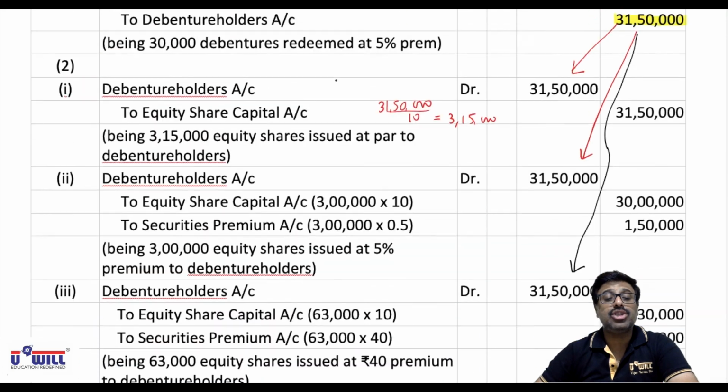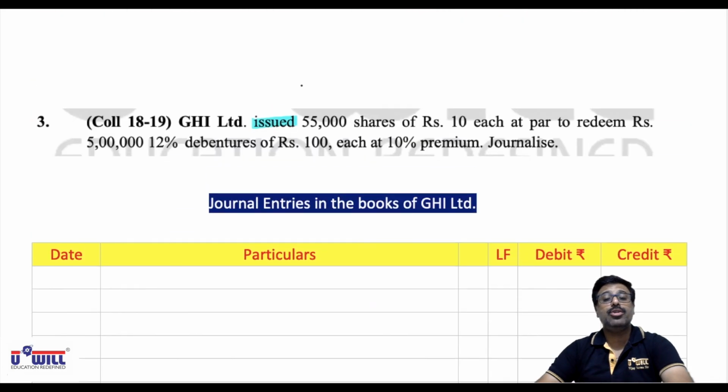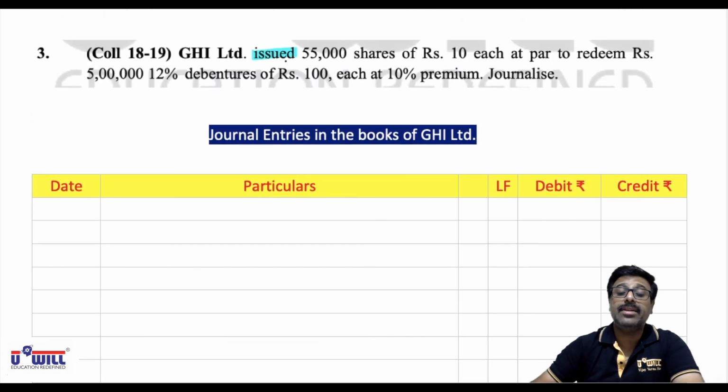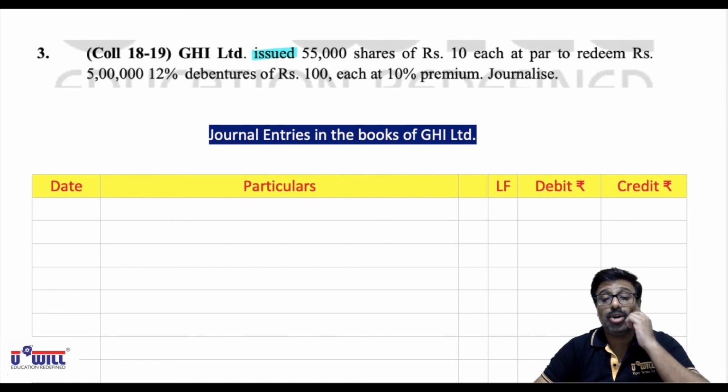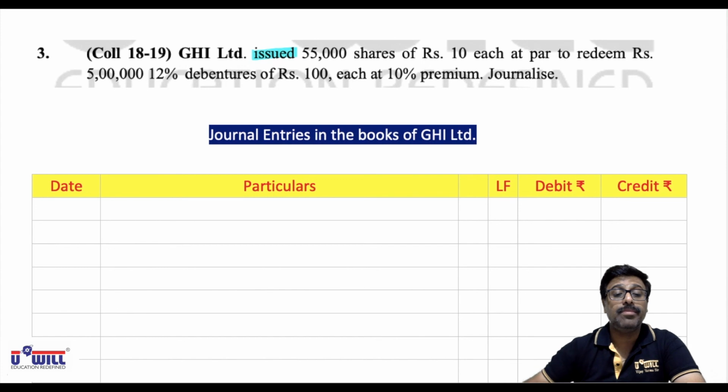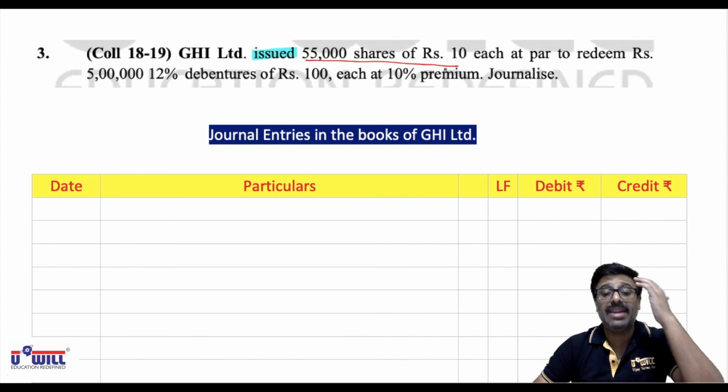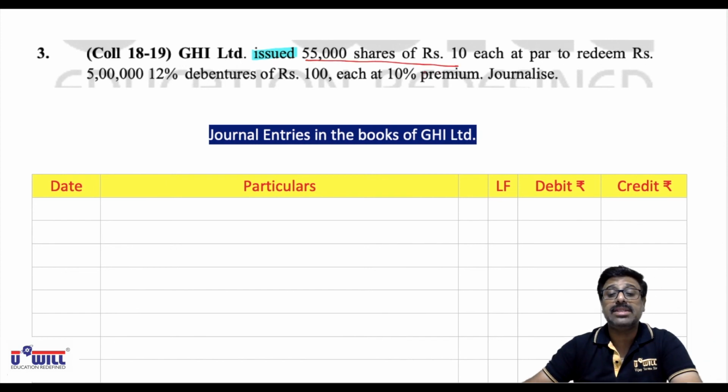Now I discuss question number 3. All of you pause the video and try it on your own, and then play the video and verify whether the solution is right or not. I'll be doing the solution directly, but I want you all to try on your own. GHI Limited issued 55,000 shares. Directly given 55,000 shares are issued. You don't even have to make the workings to find the number of shares. And how are they issued? At par. Clearly given they are issued at par.